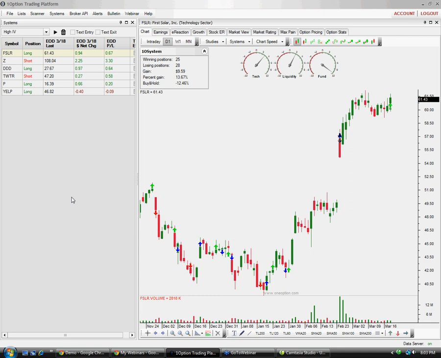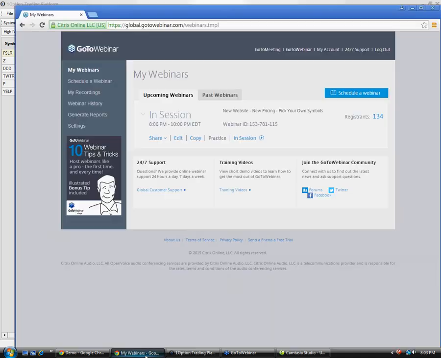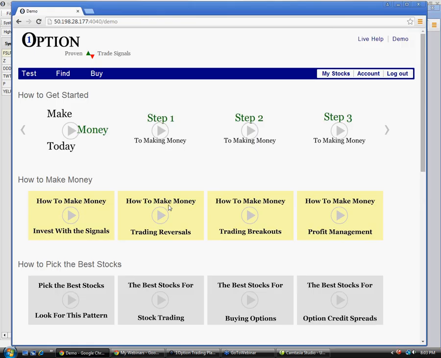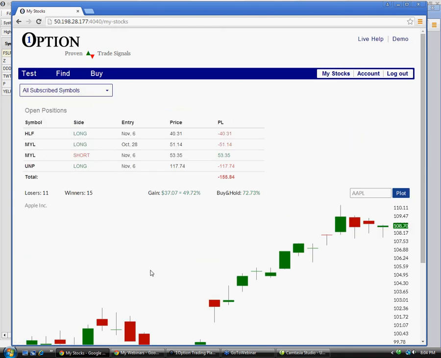But you'll be able to go into the website and always see how those symbols have performed. So whether you're on the Find page or the My Stocks page, whenever you bring up a symbol, you'll be able to see what the performance is and what the entry and exit signals were for it. So you'll be able to track the performance that way.